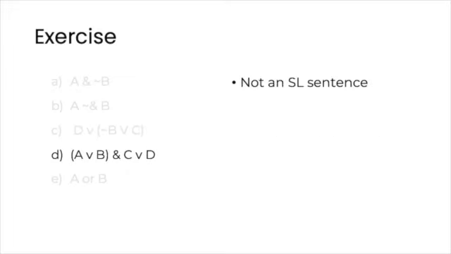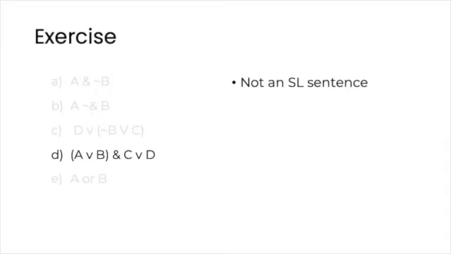Example D is not an SL sentence, even though students sometimes mistake it for one. The problem is what comes after the ampersand. Remember that any application of rules 3 and 4 introduces both the connective and the parentheses. So when you introduce the V, you also enclose the resulting expression within parentheses. And you keep the parentheses if the sentence occurs within another sentence. Therefore, this is not a sentence because there is no sequence of rule applications in our system that generates it.